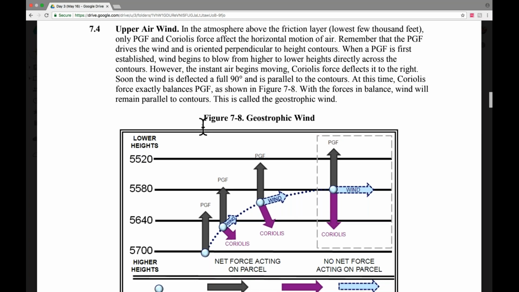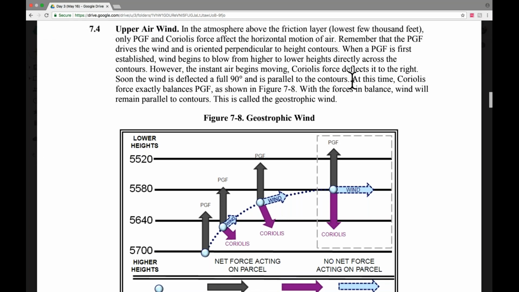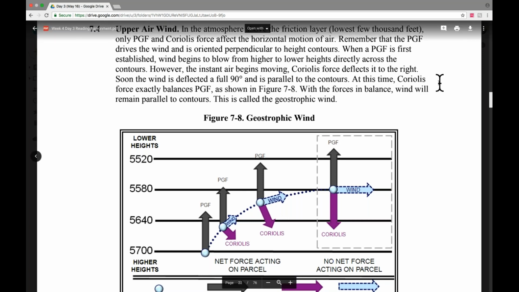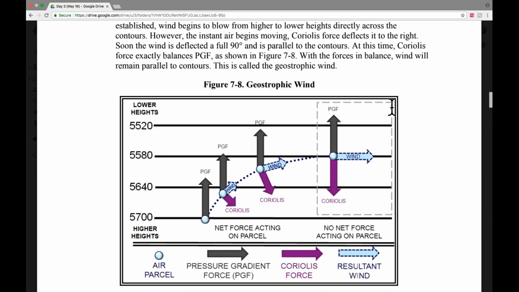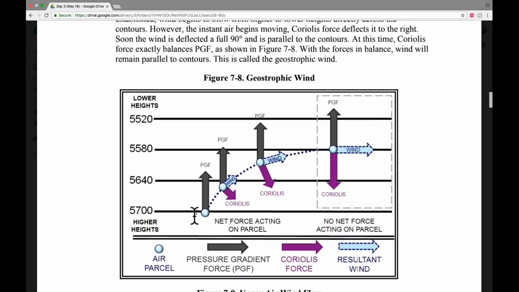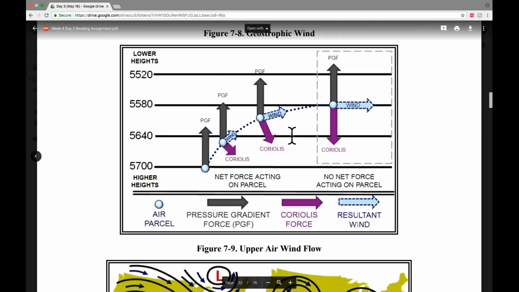So the Coriolis force deflects it to the right. Soon the wind is deflected a full 90 degrees and parallel to the contours. At this time, Coriolis force exactly balances the pressure gradient force. With the forces in balance, the wind will remain parallel to the contours. This is called geostrophic wind. So, as everything levels out here, it all equalizes. And that's when we have what we call a geostrophic wind.